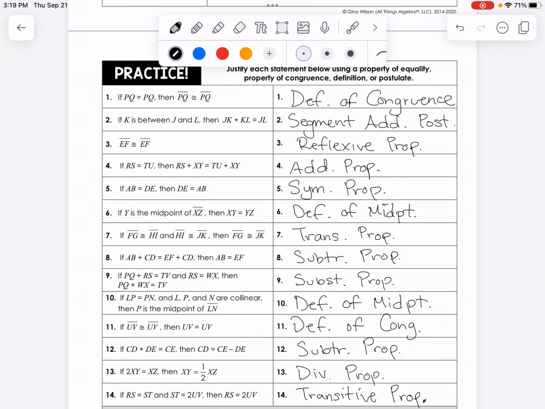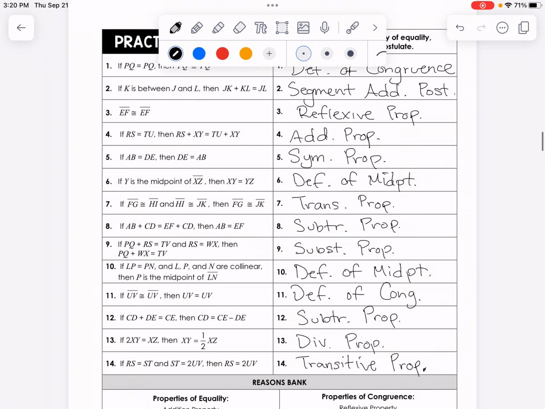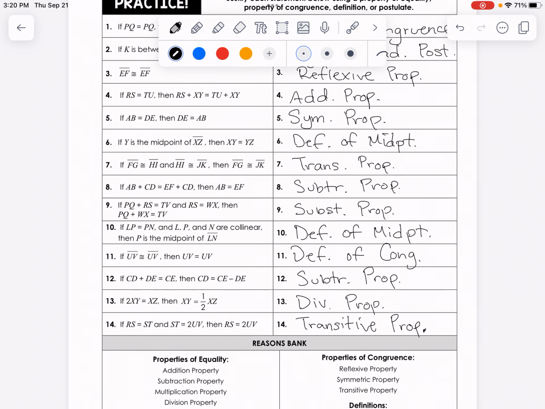Number 2, if K is between J and L, this is the segment addition postulate. I just put POST for postulate there. We have the reflexive property dealing with these line segments: line segment EF is congruent to line segment EF. And you can go on from there. So in order it goes addition property of equality, symmetric property, definition of a midpoint. I just abbreviate midpoint in an unusual way, MID, and then PT. Transitive property, subtraction property. Number 9 is substitution property. Then we have definition of a midpoint, definition of congruence, subtraction property again, division property, and transitive property.